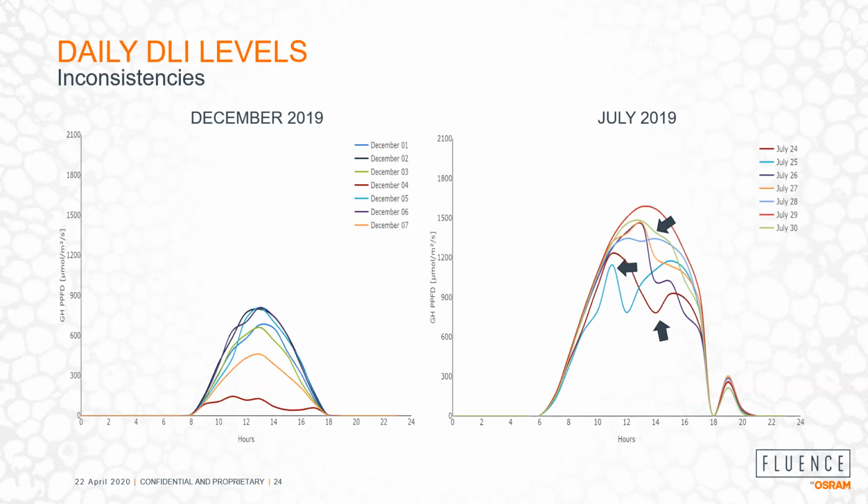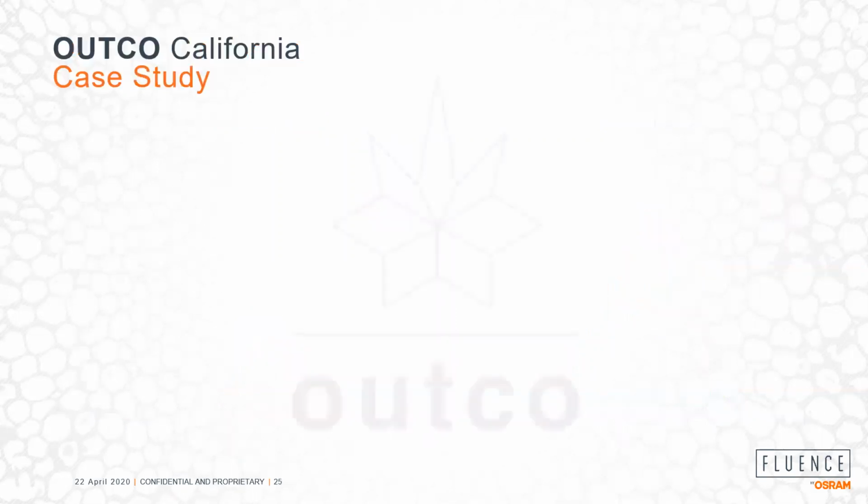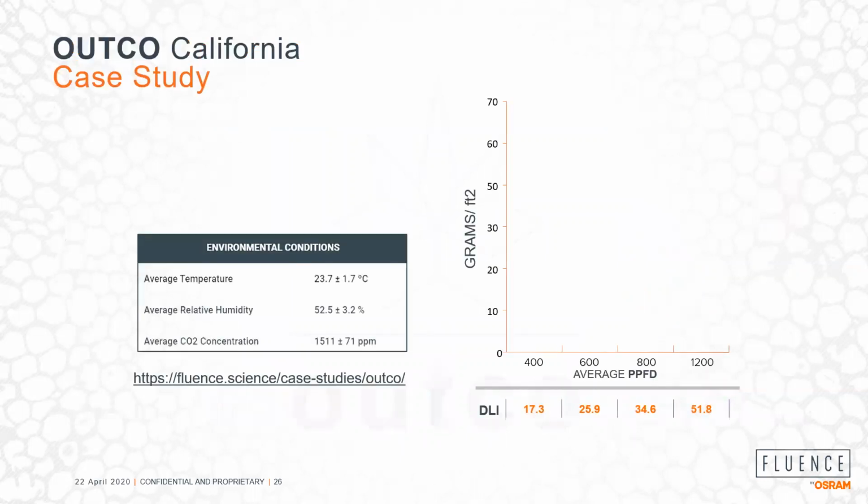So we got the pleasure to work with a group out of California called Outco. And we did a study with them where we implemented 4 different levels of light treatment. We kept the CO2 concentration consistent at about 1500. The relative humidity stayed pretty consistent at about 52, as well as the average temperature being about 23 Celsius, right?